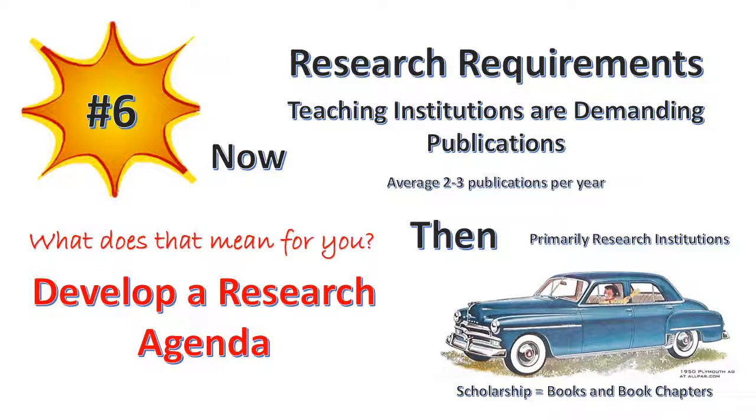Then, and I'm going to say 50 years ago, there was the requirement for it, but most research was done at research institutions. That's where the expectation was the highest. You were publishing something 3 or 4 times a year, 5 times a year. And a lot of that scholarship was books and book chapters, that kind of thing, not so much the journal articles. That's only, say, been in the last 50 years or so that we've seen a greater emphasis on publishing in journals rather than writing books.